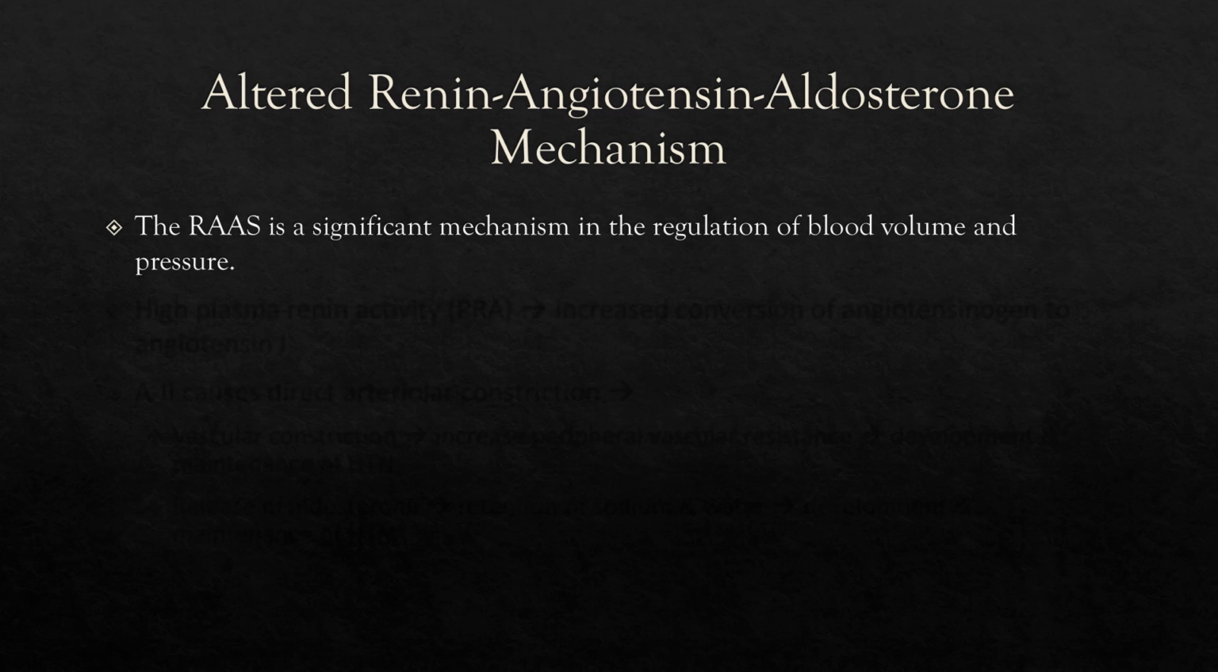So this is just a recap slide from the previous slide to say that the renin angiotensin aldosterone system plays a significant role to regulate blood pressure and blood volume. Obviously, even though it sometimes acts as a compensatory mechanism because of the vasoconstriction and less blood flow to the kidney, it actually worsens the patient's blood pressure.